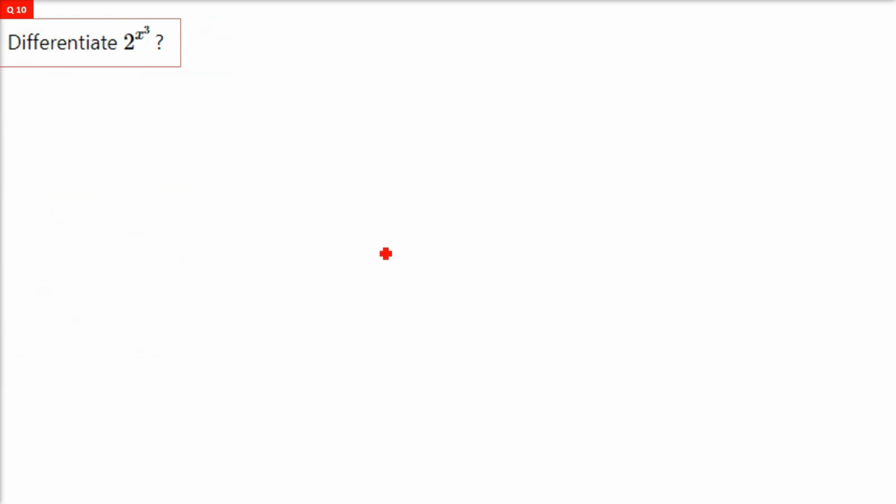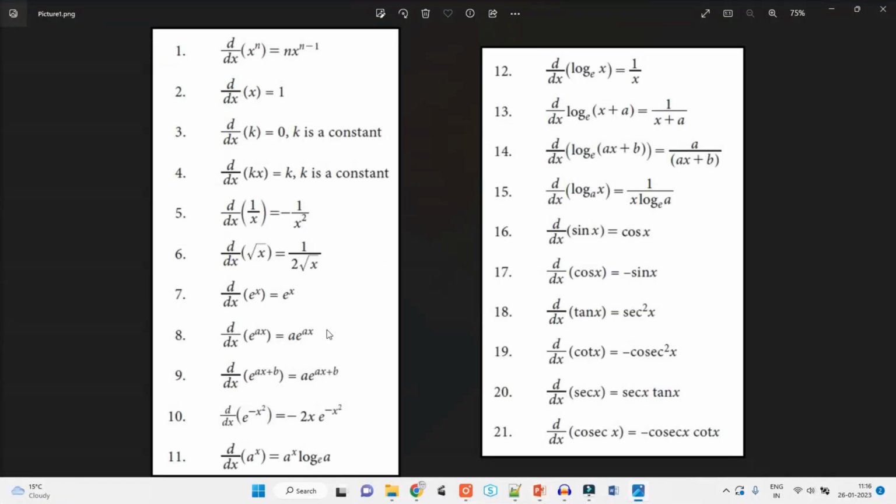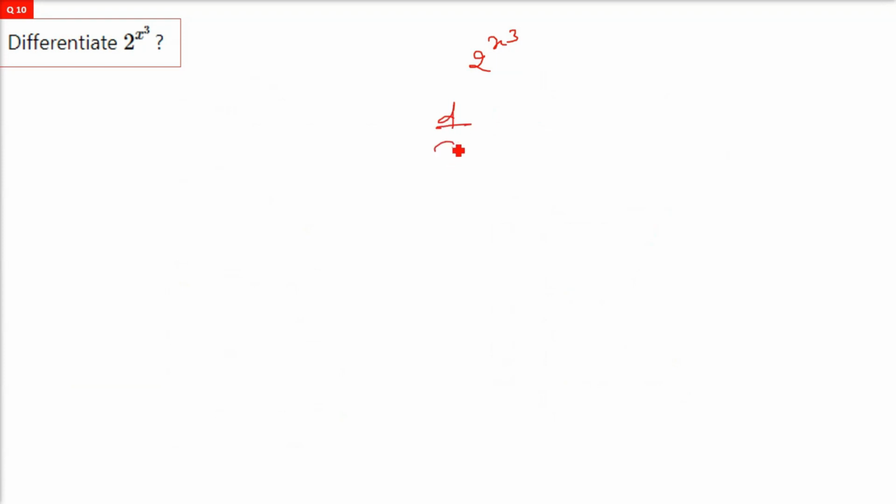Differentiate 2 raise x cube. So 2 to the power x cube you have to do. This is almost related to the a to the power x kind of formula. And what is the differentiation of d by dx of a to the power x? It is going to be a to the power x log base e a.